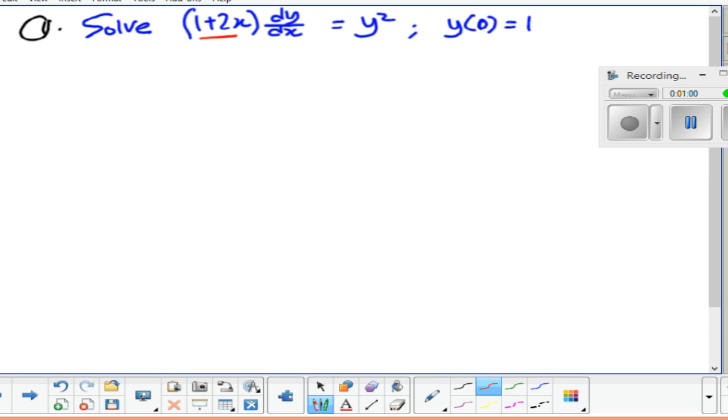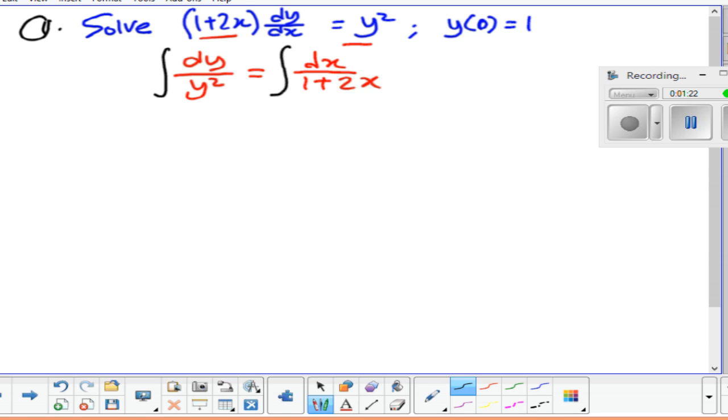Now here, you can see that the x and y can be separated by itself. So we start by writing dy over y squared, just put all the y onto one side and all the x on the other side. And here, notice that I am using the derivative as if it is a ratio. Okay, so this is what we're going to have. This is with respect to dy, this is with respect to dx.